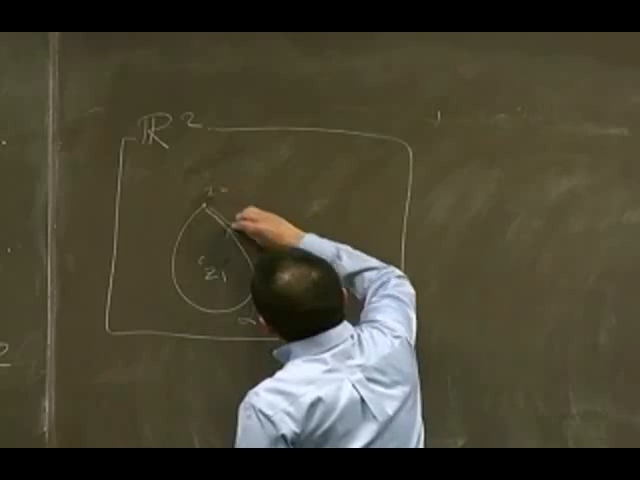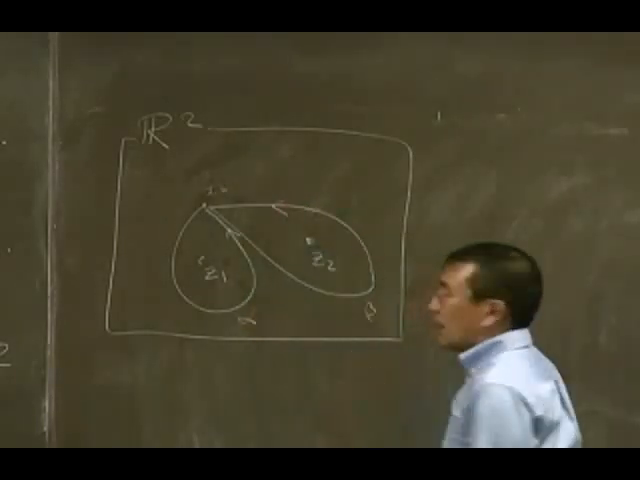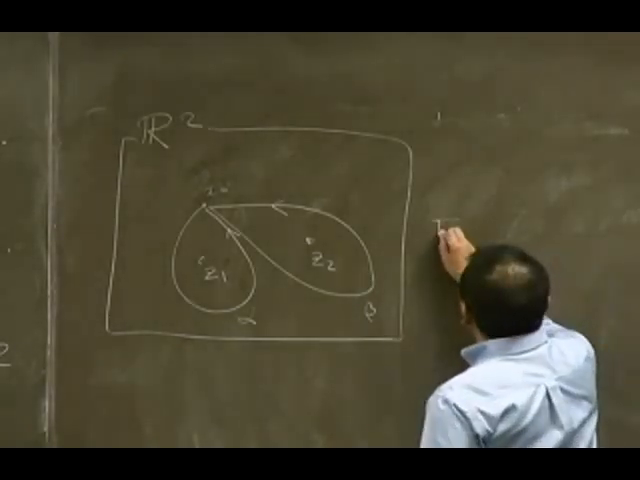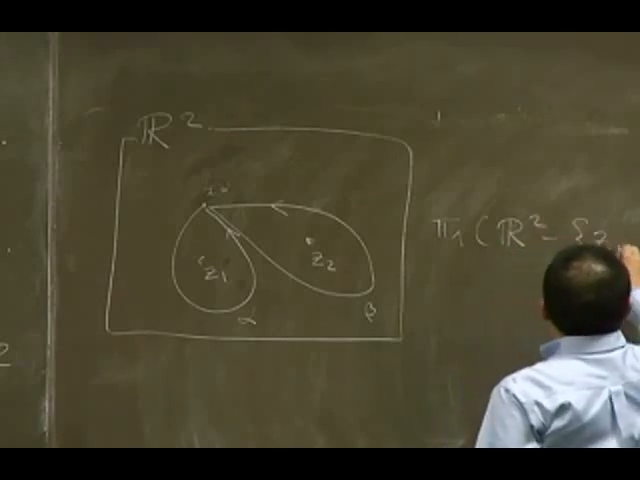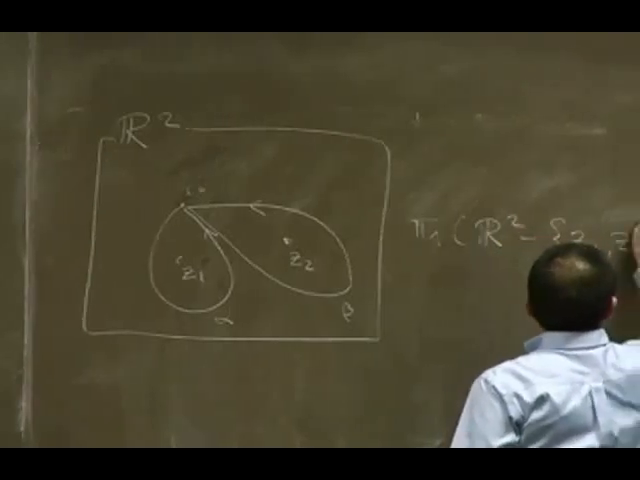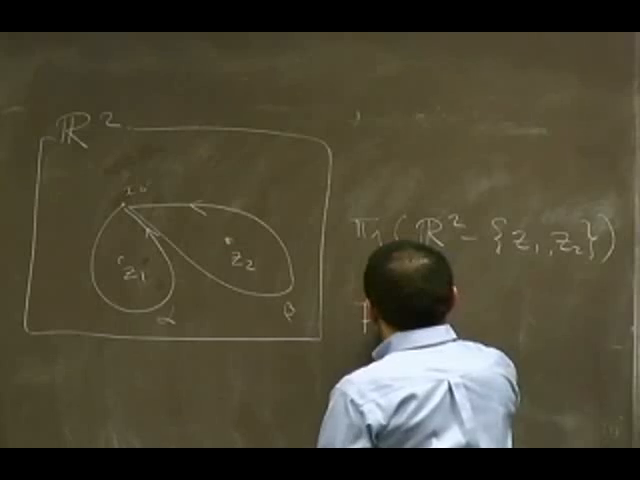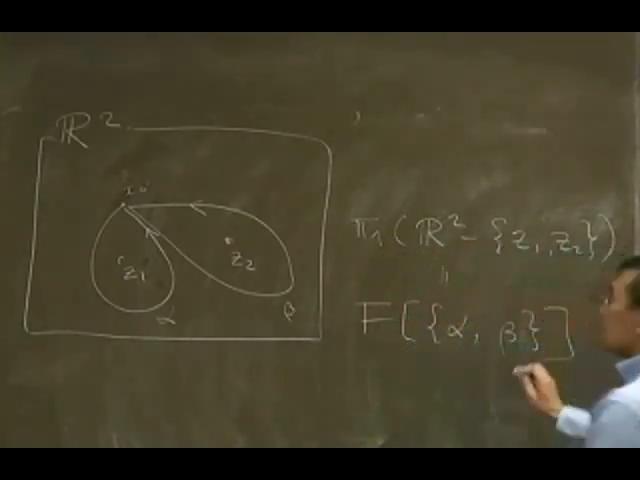You can have another loop like that going around Z2. Let's call that beta. Then what you can show is pi 1 of this R2 minus these 2 points. So two-dimensional Euclidean space with these 2 points removed is actually a free group generated by alpha and beta.